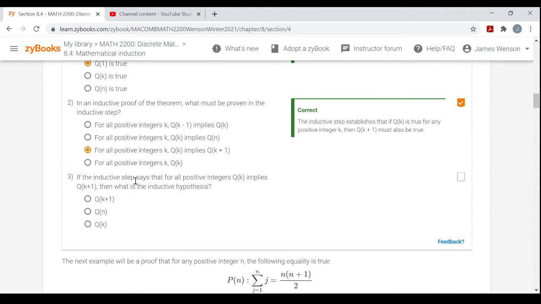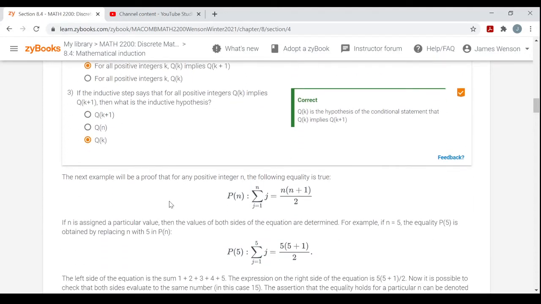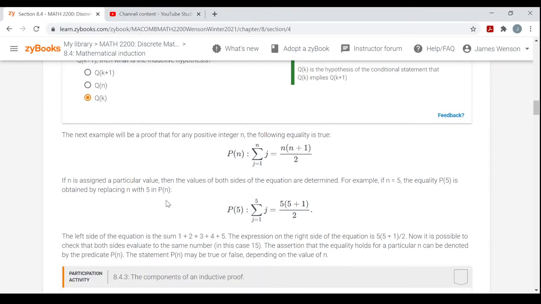And then if the inductive step says that for all positive integers, Q of k implies Q of k plus 1, what's the inductive hypothesis? What's the hypothesis of this if-then statement? What are you going to assume is true? It's that Q of k. And then, assuming that's true, you're going to show Q of k plus 1 is also true. All right, so here they're going to break it down. This next part of the section, they're breaking down a proof one step at a time, taking it very easy. Very nice introduction to a proof by induction.